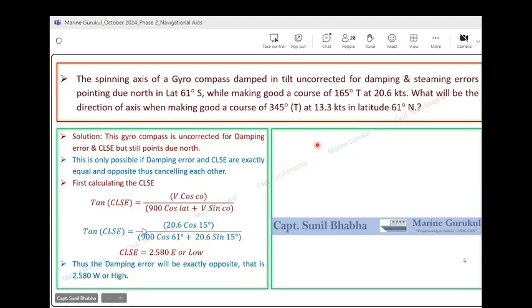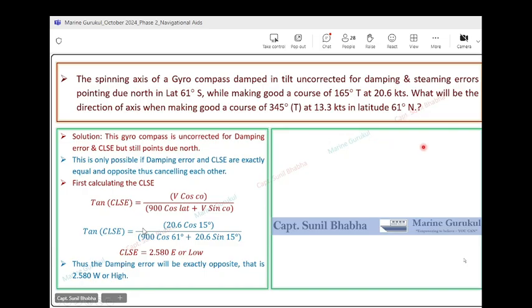Now, we want to calculate the gyro error on a course of 345 true at a speed of 13.3 knots in latitude 61 degrees north. In the first case, the latitude was 61 degrees south. In the new situation, the latitude is 61 degrees north.